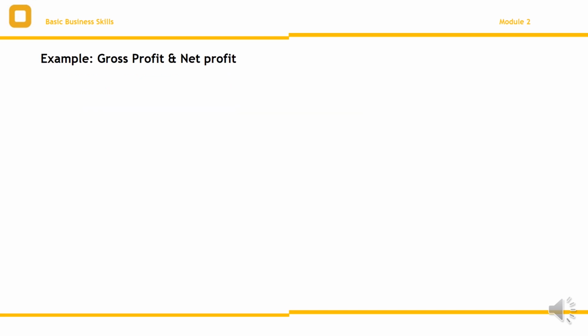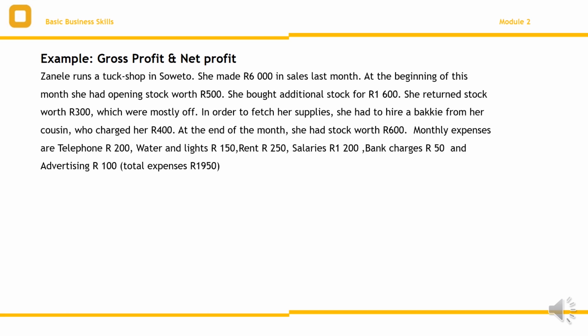Let's use an example to see how you would go about calculating gross profit as well as net profit for your business. So this is a short case study about Zanele. It says that Zanele runs a tuck shop in Soweto. She made 6,000 in sales last month. At the beginning of the month, she had opening stock worth 500 Rand. She bought additional stock to the value of 1,600 Rand. She returned stock to the value of 300 Rand, which was mostly off. In order to fetch her supplies, she had to hire a bakkie from her cousin, who charged her 400. At the end of the month, she had stock worth 600 Rand.